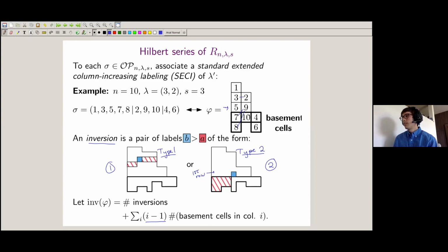In this case, since the 10 is in the second column, I'll add a +1. And since the 4 and the 6 are in the third column, I'll add a +2 each. So in total, the inversion statistic for this example is 3 coming from the labels, and then 5 coming from this extra. So in total, 8.